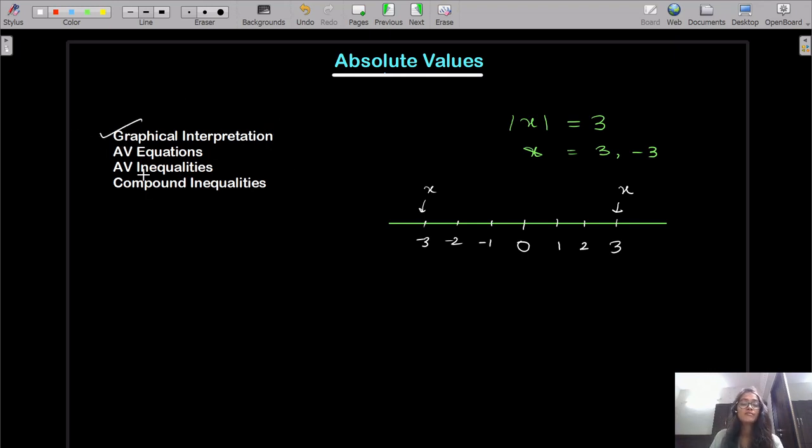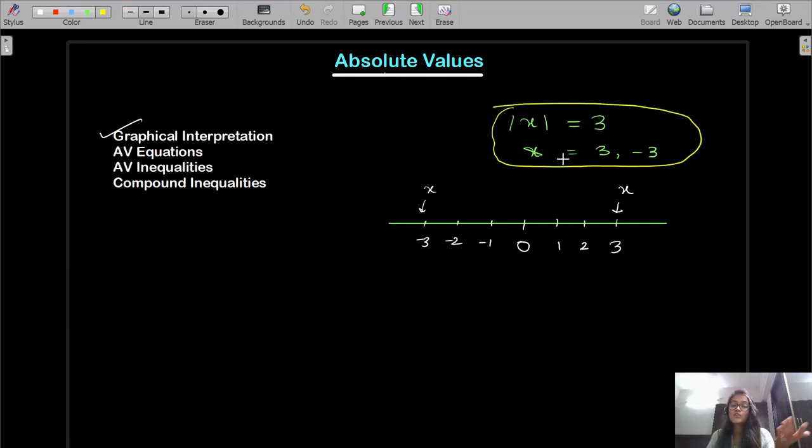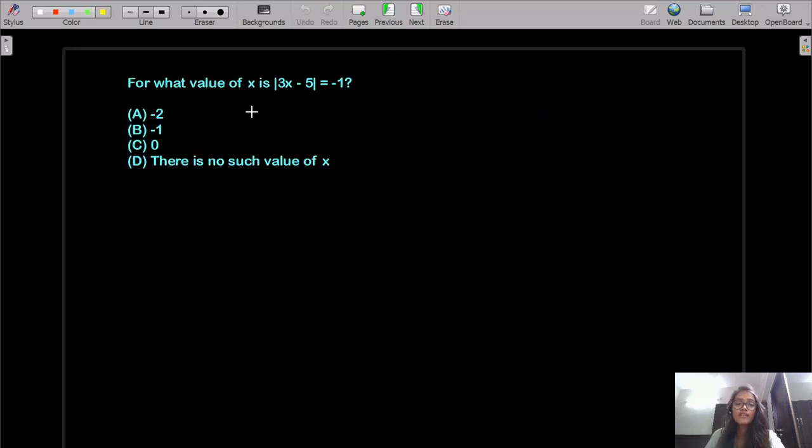Now we have absolute value equations. This was a very simple equation that I just solved: the absolute value of x is equal to 3, and we have to find the value of x. So x can be either 3 or negative 3. This was the simplest absolute value equation, but you can also get some complex absolute value equations. For example, here we have a practice problem. For what value of x is the absolute value of 3x minus 5 equal to negative 1? It's very simple. Now I'm going to show you how to solve absolute value equations.